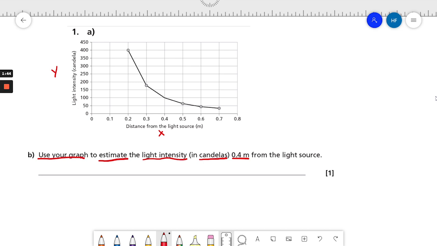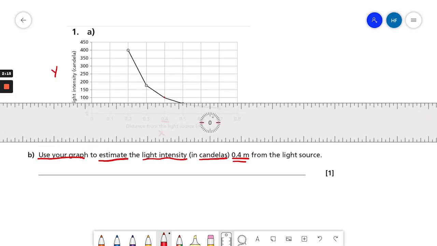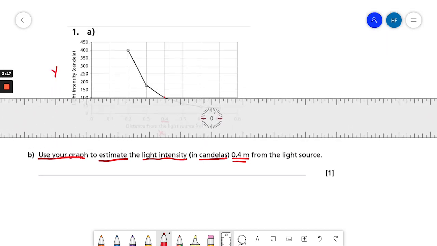And that's going to require us to find the distance specified in the question and use the line of best fit to read off what the light intensity is for that particular distance. And we know the distance in the question is 0.4 because we've got it here. So we need to find 0.4, and then we need to go up until we meet our line of best fit. And from that line, we need to read off the graph. So I'm just going to use my ruler and line it up and then draw my line across.